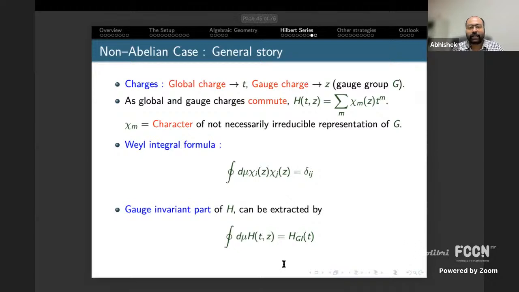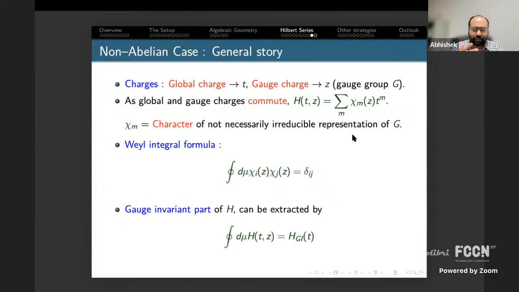So this can now also be repeated for non-abelian charges. For the non-abelian charges, you can take the Cartan of the non-abelian groups, and you can think of the charges in terms of the Cartans. Then the HTZ will naturally come as a character of the non-abelian gauge group, and then T to the power m, which was the bookkeeping charge.